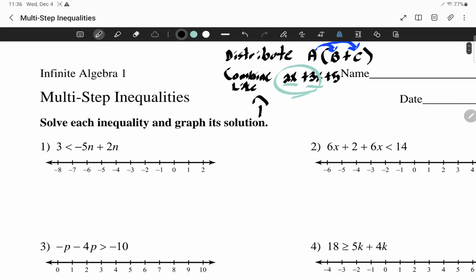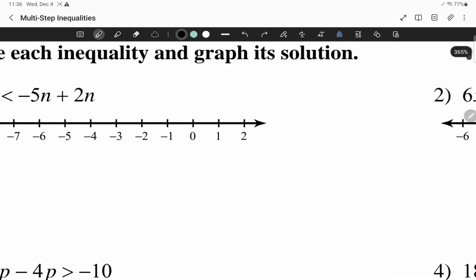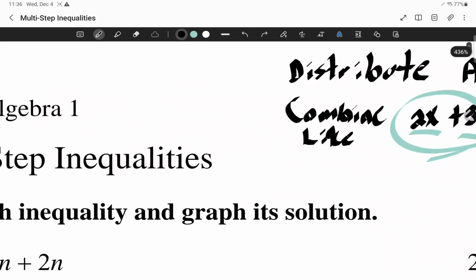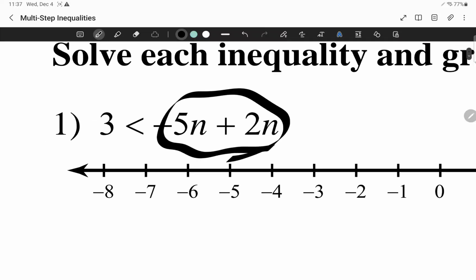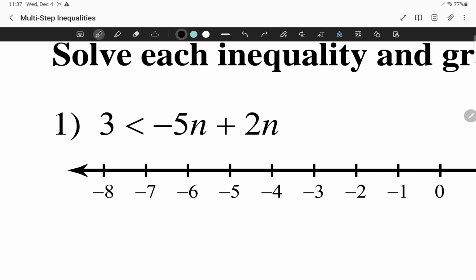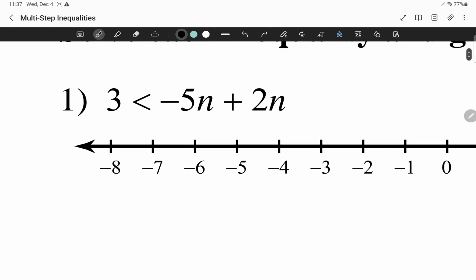This guy right here, right? We're going to combine like terms. Now, why do you think I'm saying we need to combine like terms? I am saying that because we have these two guys right here that both have an N. They have the same letter, so I know that I can combine them. So let's start with that.